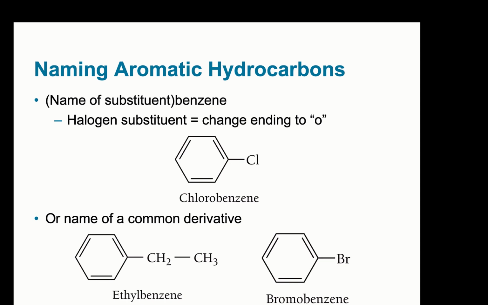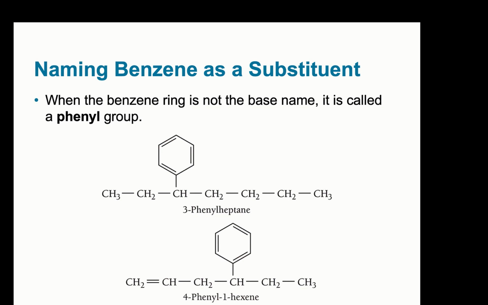So you're naming them, and if you have a halogen, you just end it in O. So chlorine to chlorobenzene, and you can have some common ones, ethylbenzene and bromobenzene. And if you have a benzene ring in a molecule, you also refer to that as a phenyl group. So here you have heptane, and then you have the phenyl group on the third carbon. You pick the carbon atom closest to the end. So this would not be 5-phenylheptane because 3 is a smaller number than 5.